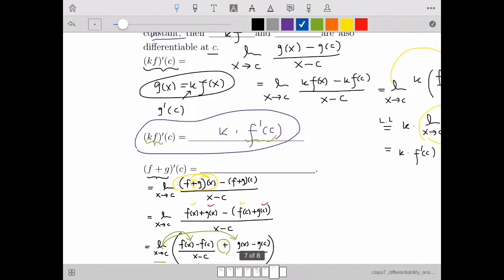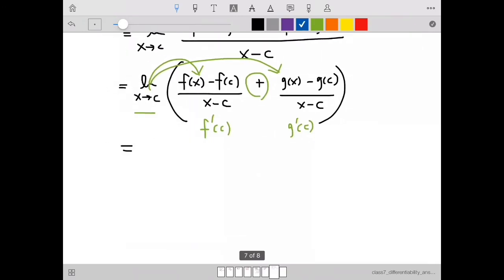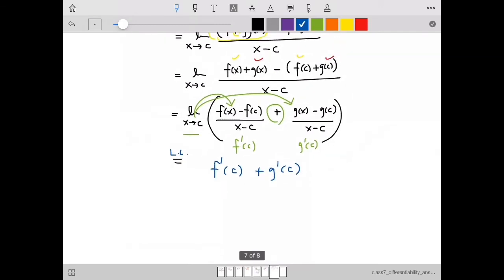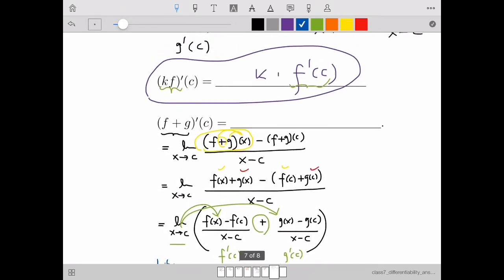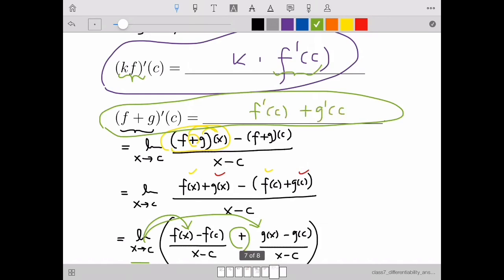So going back, we can apply the limit law, and the limit of the sum is the sum of the limits: the limit of the first one plus the limit of the second one. So here is the sum rule. Sum rule: the derivative of the sum at c is nothing but the sum of the derivatives at c. Okay, so memorize this.